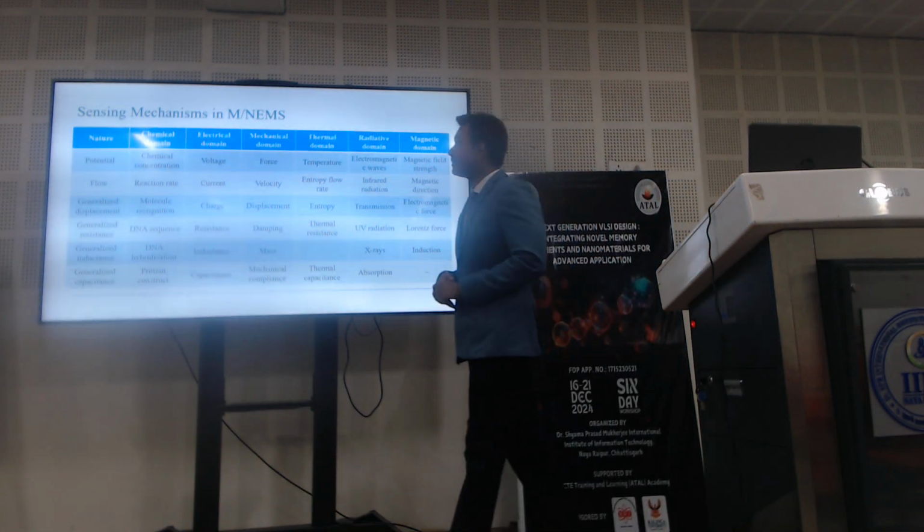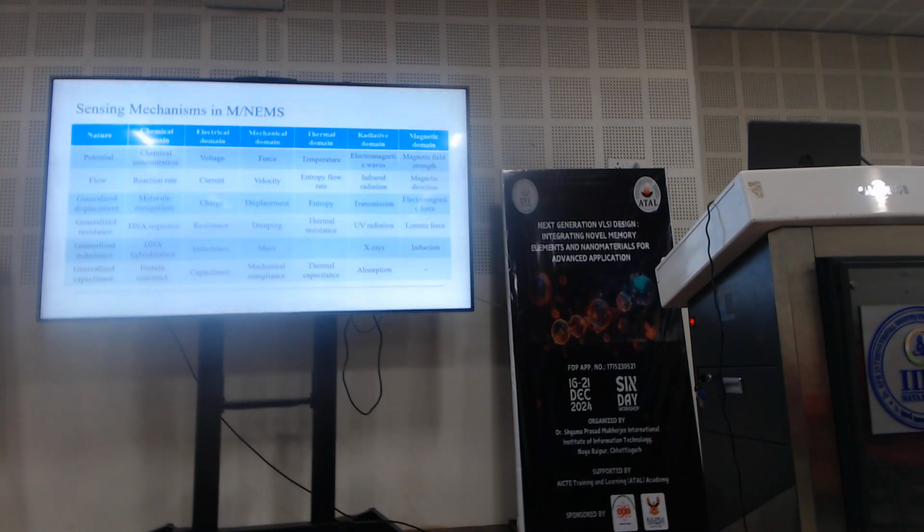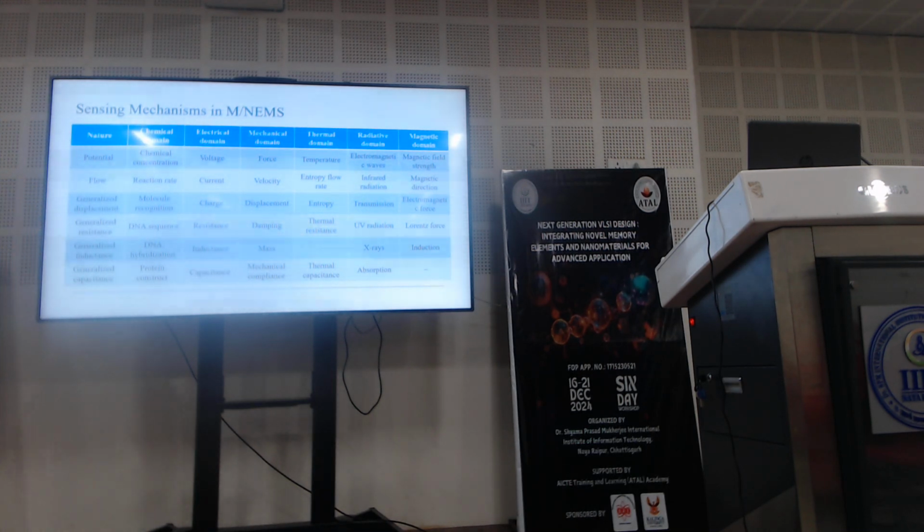So coming to the sensing mechanisms in MEMS. Previously I said some broader things, right? Now these are all the different kinds of sensing we can do. These are some kind of nano titles. If I want to measure force, I can work on some pressure sensor or inertial sensor. I can choose that.